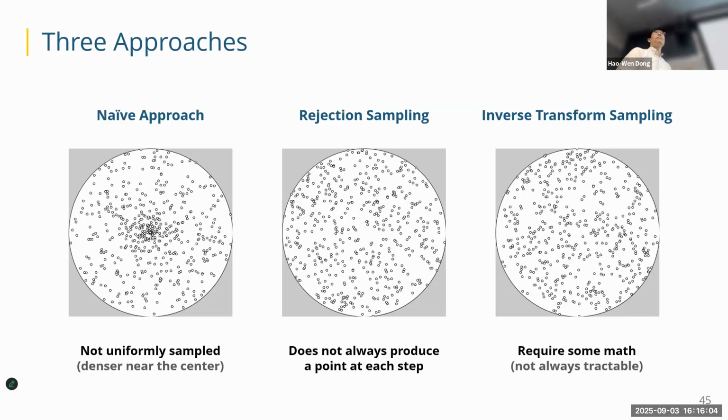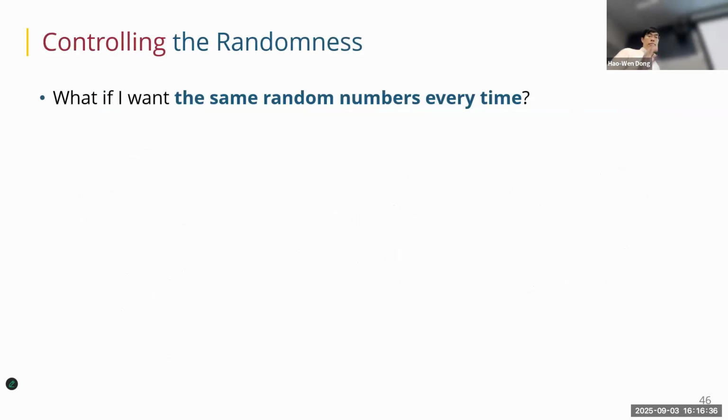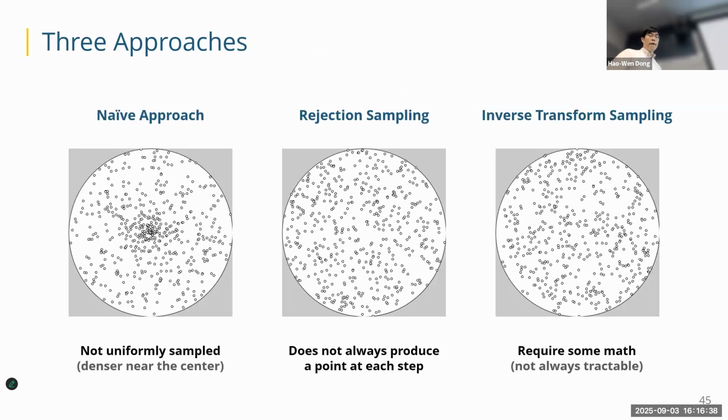Cool. Questions? Why so complicated, I guess? I guess there's no reason. If you want to do this, this is how it works. There's just no easy way to do uniform sampling within a circle. I think the most elegant one is the inverse transform sampling, but it only works for circles. For star shapes, you have to do some other math calculation.